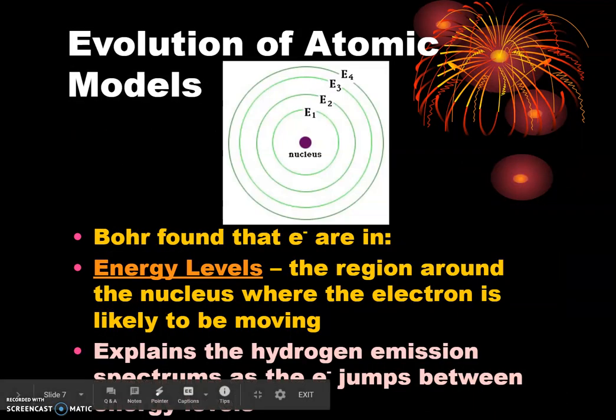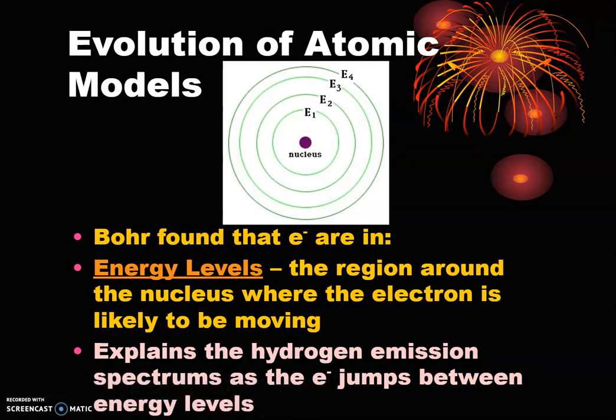Okay, the energy levels are these regions of space around the nucleus where the electron is most likely to be found. Okay, so what Bohr did is he ended up working with hydrogen. Okay, hydrogen is the atomic number of 1. So that means it has 1 proton in the nucleus, and it means it has 1 electron.